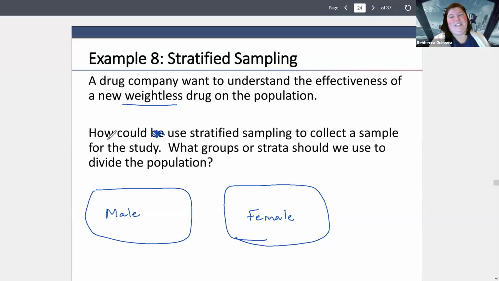So we can use a stratified sample. Sorry, we're going to stratify our two strata into male and female. Like I said, there's many of them. So if you came up with something different, that's okay.